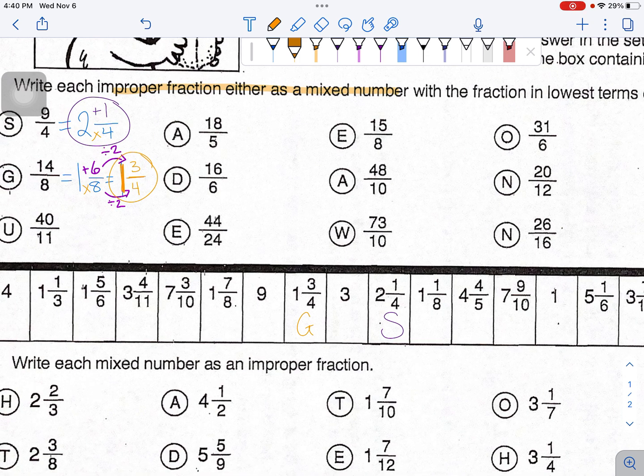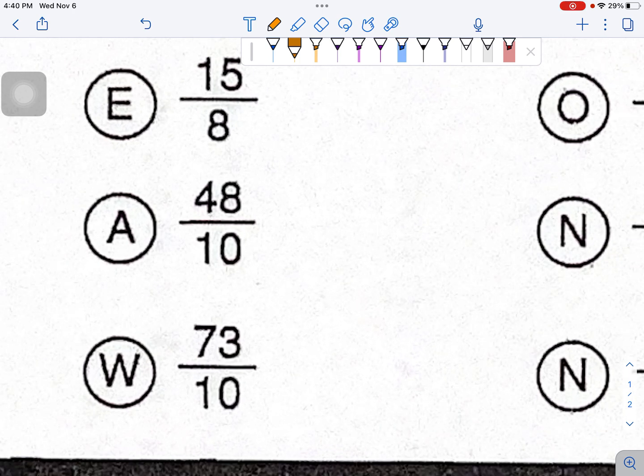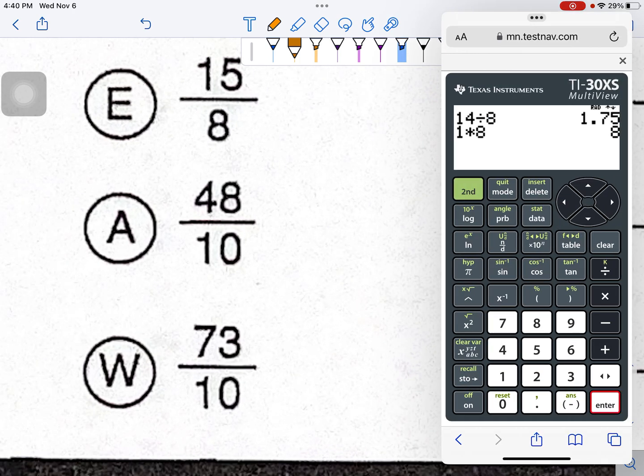Let's look at A. It says 48/10. So I'll clear my calculator. 48 divided by 10 is 4. The denominator is 10. And I'll multiply. 4 times 10 is 40. And then I count up to 48. That's plus 8.